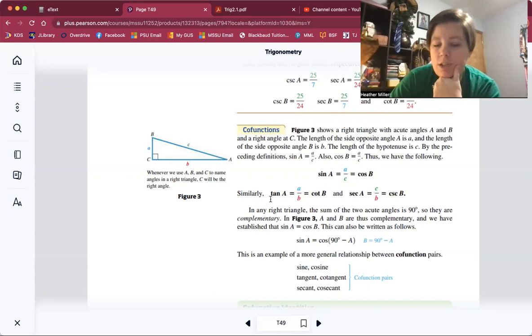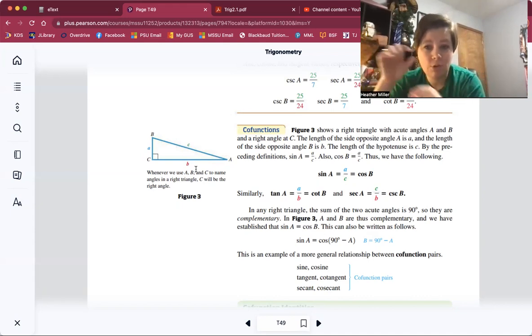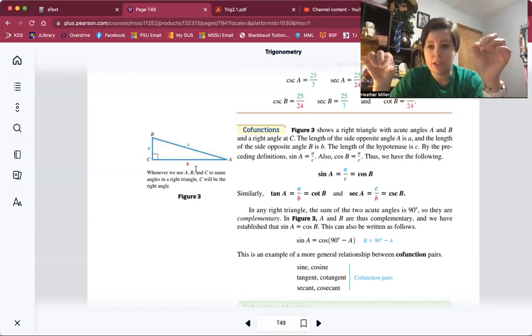So notice that sine A equals a over c, which is the same thing as cosine B. And if we continue to look at these different angles and their relationships, the tangent of A is a over b, but that's also the cotangent of B. And the secant of A is c over b, but that's the cosecant of B. So there are these different correlations where, depending on which angle of the triangle you're looking at, you could actually deduce some information about the other angle.